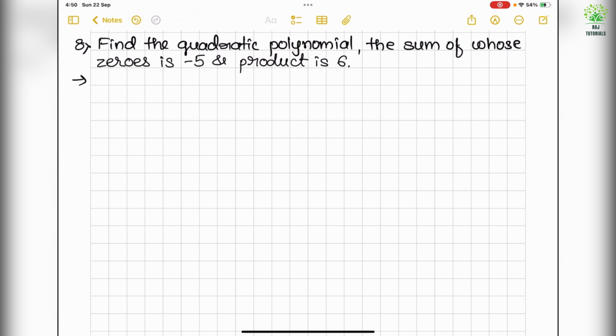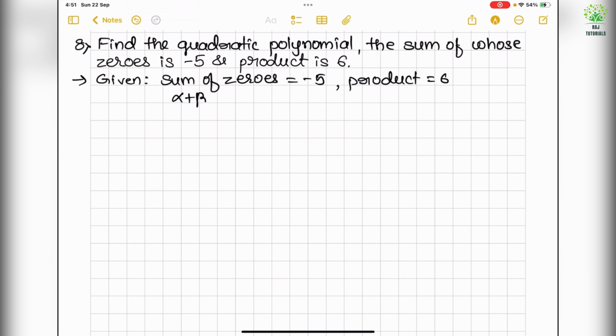Next question says find the quadratic polynomial the sum of whose zeros is -5 and product is 6. So it is given that sum of zeros equal to -5 and product is 6. So I can say alpha plus beta equal to -5 and alpha beta equal to 6.